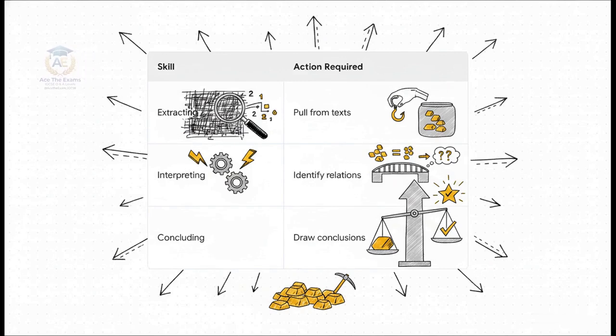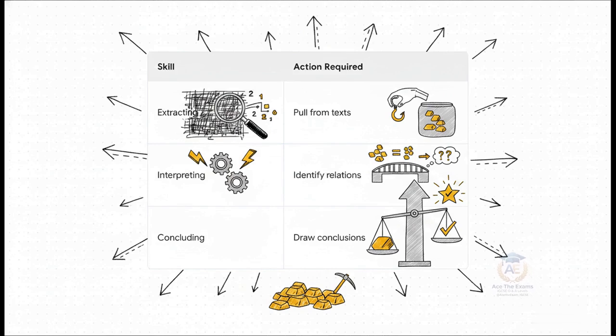Data interpretation is absolutely critical. You must be able to extract, literally pulling raw, relevant figures from dense, overwhelming texts and tables. Then, interpreting, identifying the financial relationships between those figures. How does direct labor impact the factory overhead in this specific batch?